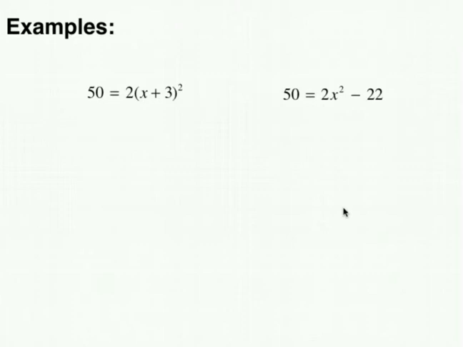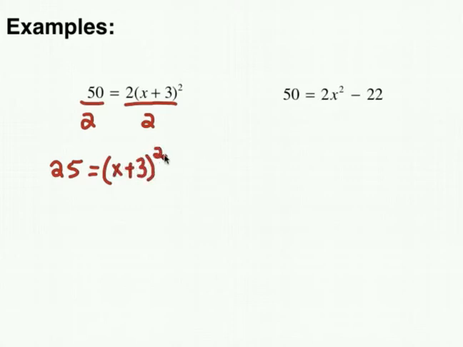Okay, so let's see how we would approach this. On the very first one, what we'd like to do is start out by getting rid of this 2. We get rid of the 2 by dividing each side by 2, since the 2 is multiplied by the part that has our x. We're left with 25 on one side, and on this side we're left with x plus 3 quantity squared. Next we want to get rid of the squared by taking the square root of both sides.